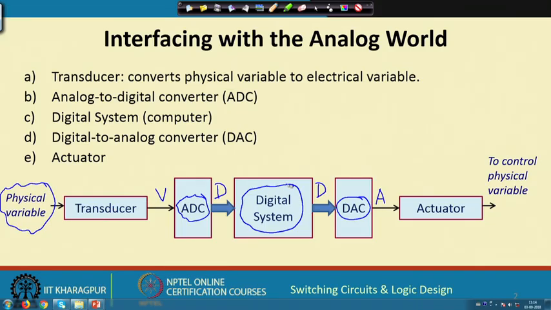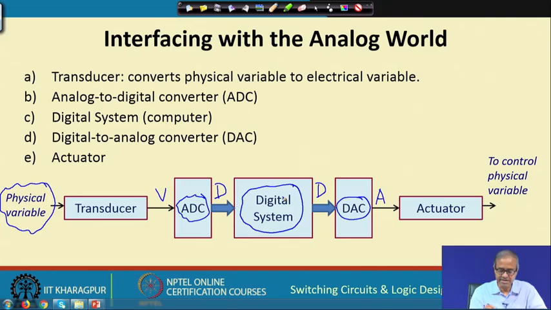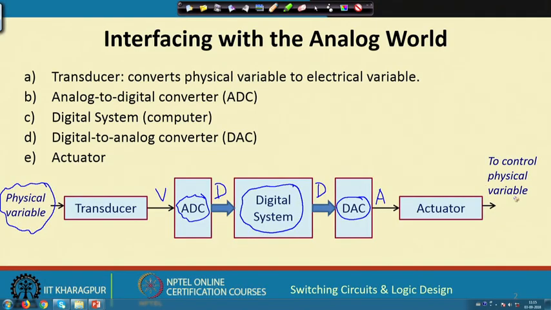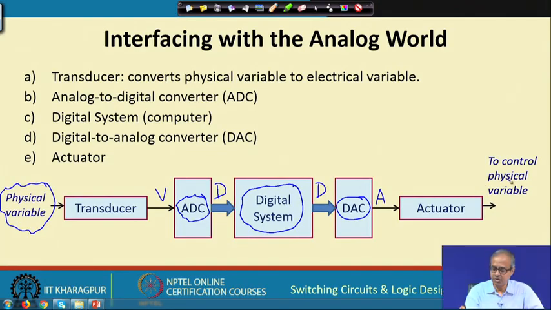Then the digital system will see whether the equivalent digital data for that voltage is below or above the preset value, and accordingly it will generate an actuation signal. This actuator can be either a heater or an air conditioning machine. So, this actuator will activate the heater or the air conditioning machine, so that the physical variable, here temperature, that you want to control is controlled in a proper way.